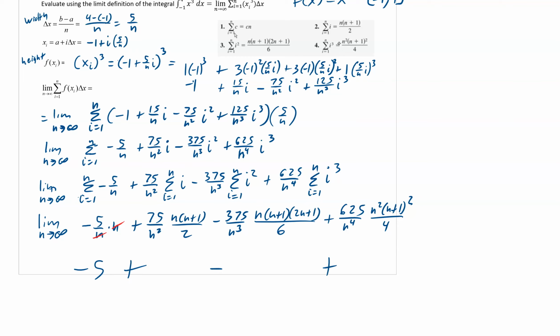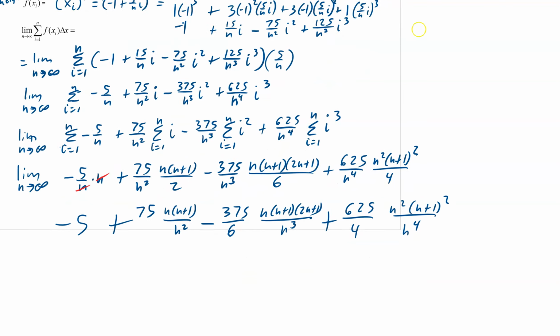Now what we're going to do is rewrite. So this is 75, and n plus 1 over n squared. And then this is 375 over 6, and n plus 1, 2n plus 1 over n cubed, and you can see how they're nicely matching up. I'll show you why in a minute. Just rewrite them now.